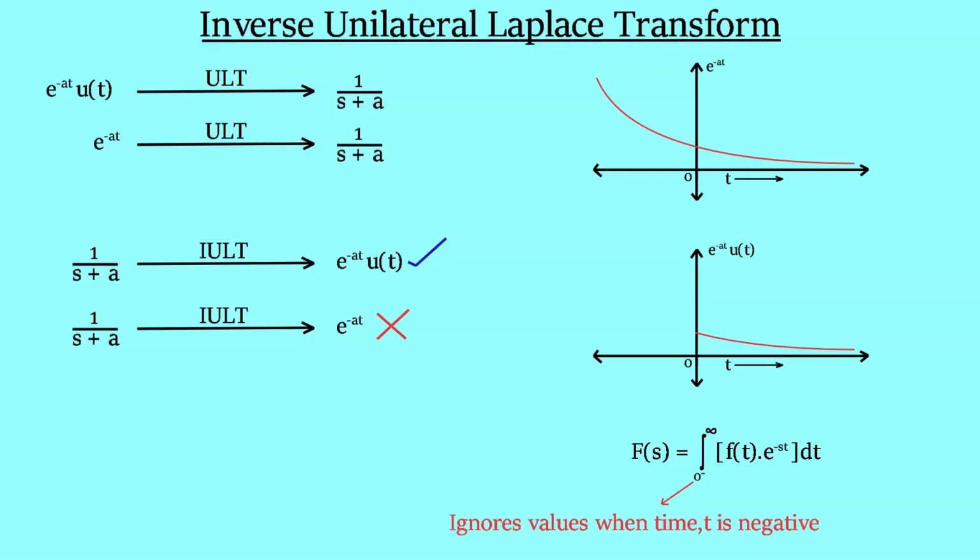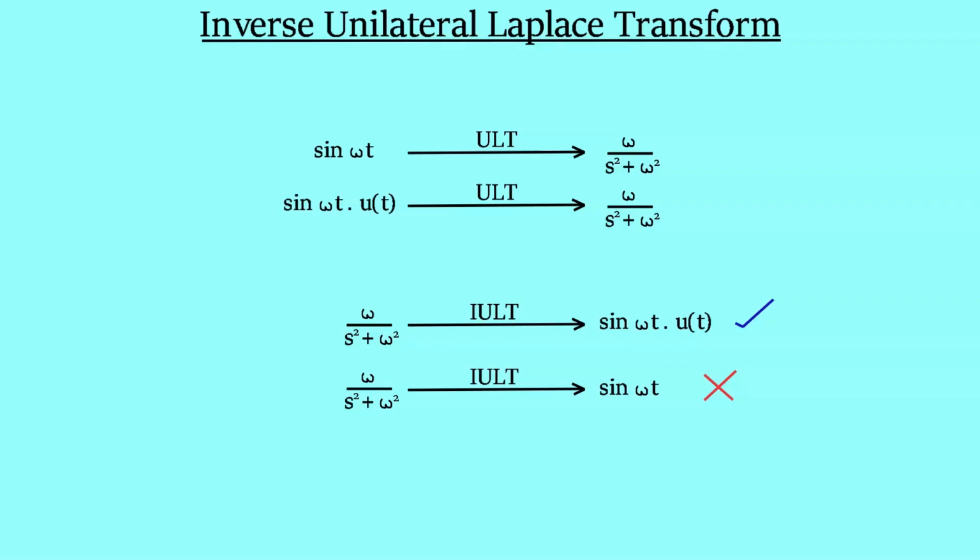Another example we can see from the previous lecture: we know the unilateral Laplace transform of sin omega t is omega divided by s squared plus omega squared, and the unilateral Laplace transform of sin omega t multiplied by the unit step signal is also the same. But the inverse of omega divided by s squared plus omega squared is only sin omega t multiplied by the unit step signal. As a matter of fact, the standard test signals in control systems usually start at time t equal to 0, like the ramp signal, unit step signal, and parabolic signal.